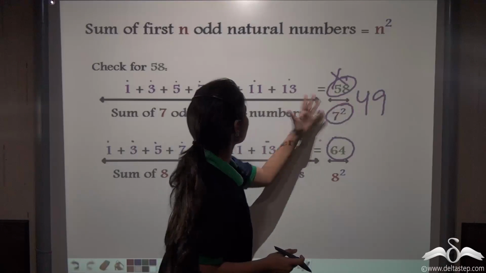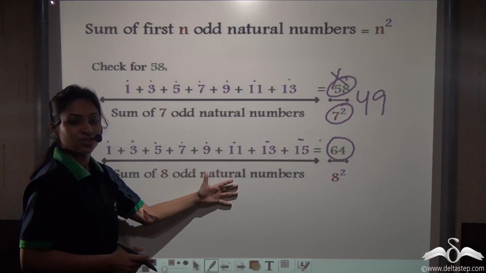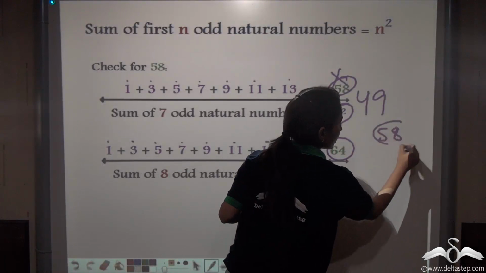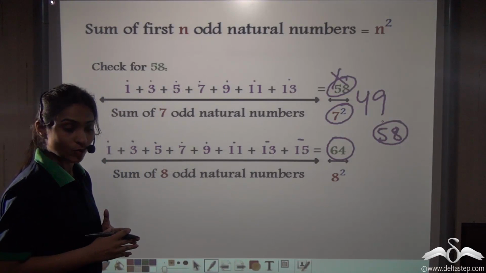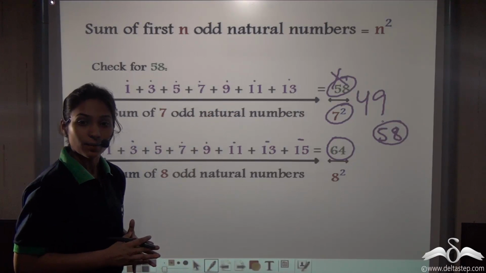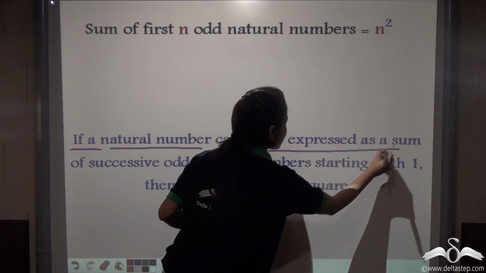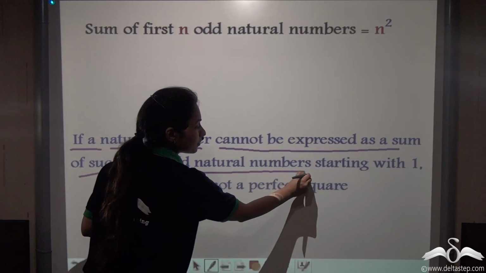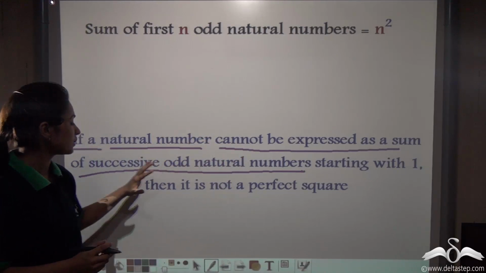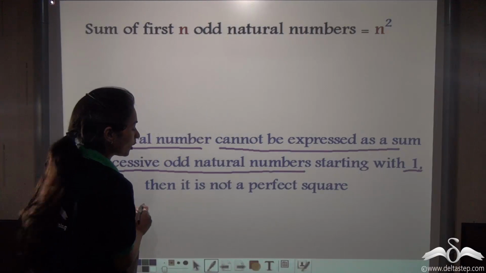So 49, which is the sum of 7 odd natural numbers or 7 square, and 64, which is the sum of 8 odd natural numbers or 8 square, are both perfect squares, but 58 is not a perfect square, and so it cannot be represented as a sum of n odd natural numbers. So if a natural number cannot be expressed as a sum of successive odd natural numbers starting with 1, as in the case of 58, then it is not a perfect square.